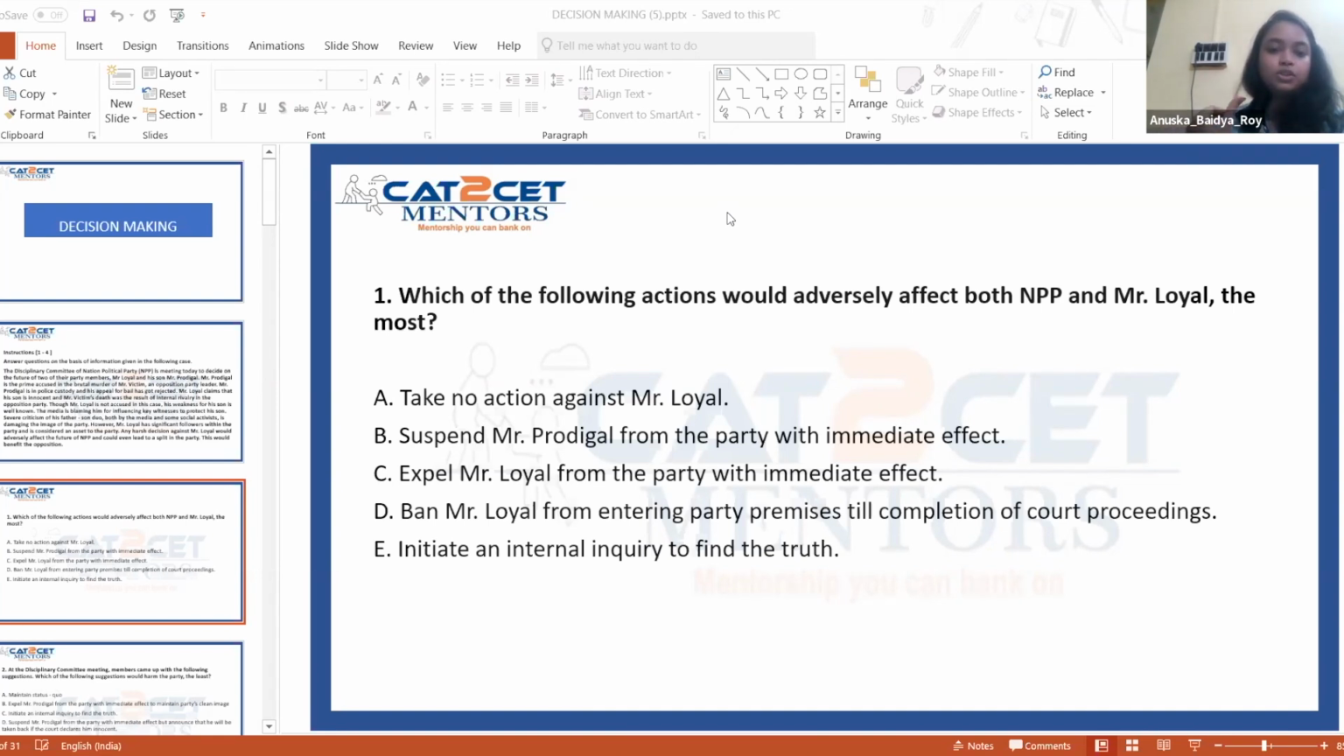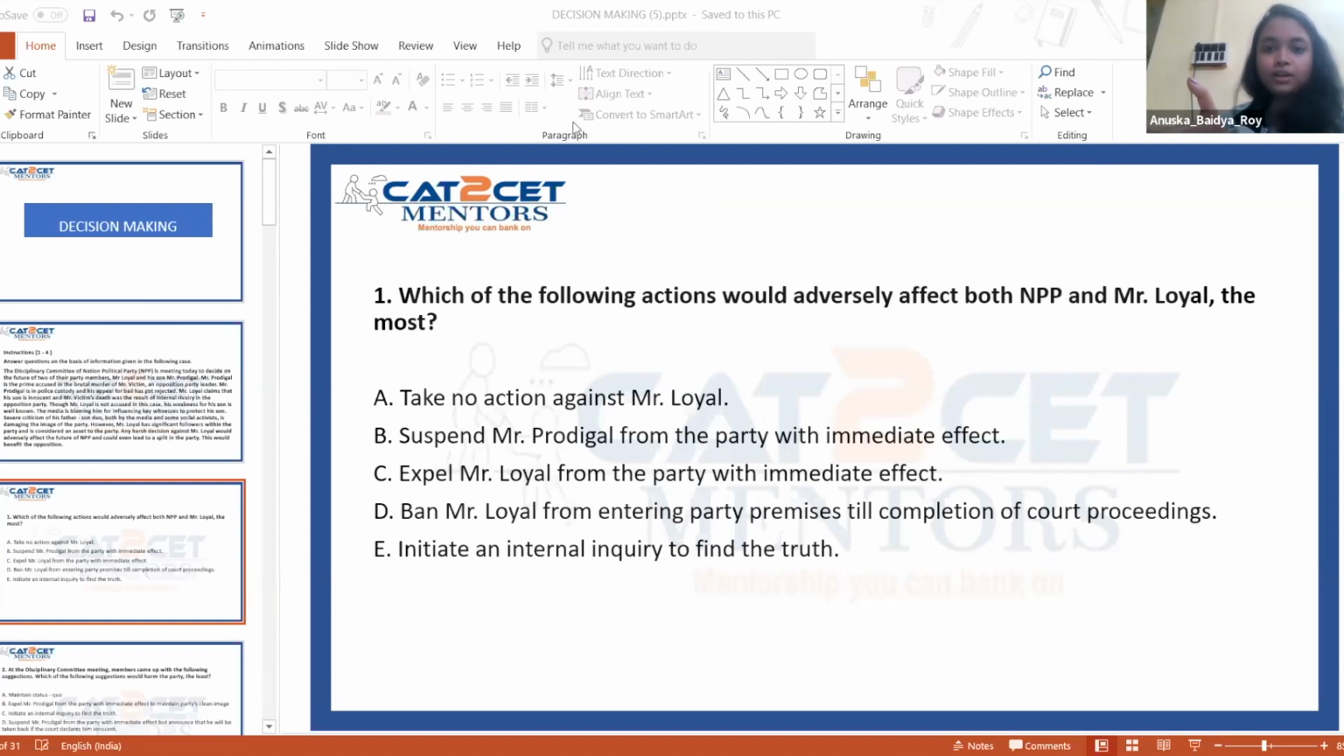Now we move to option C, which says we expel Mr. Loyal from the party with immediate effect. Between B and C, can you see the difference? If we expel Mr. Loyal from the party, then there is a direct adverse effect on Mr. Loyal. Can you see that? And also, there is a direct adverse effect on the party, because Mr. Loyal leaving would mean that there would be a split in the party. The followers of Mr. Loyal will leave the party. And being expelled from the party means Mr. Loyal's political career is now in jeopardy. So there is a direct adverse effect. Is that clear? Direct effects are more important than indirect effects.